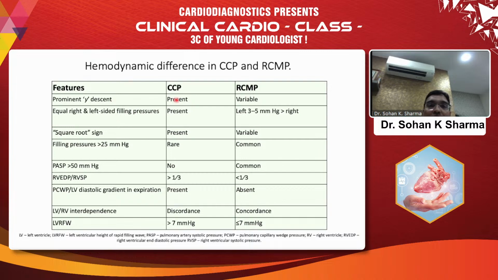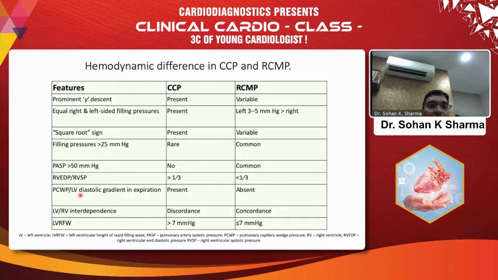Prominent Y descent is seen in CCP, variably in RCMP. Equalization of left and right-sided pressure in CCP, there is a difference of 3 to 5 mm mercury in RCMP. Square root sign is present in both, but commonly present in CCP. Filling pressures are higher in RCMP, while more than 25 is rare in CCP. PA pressures are elevated more in RCMP. RV end-diastolic pressure upon RV systolic pressure ratio is more than 1/3 in CCP, while in RCMP it is less than 1/3.